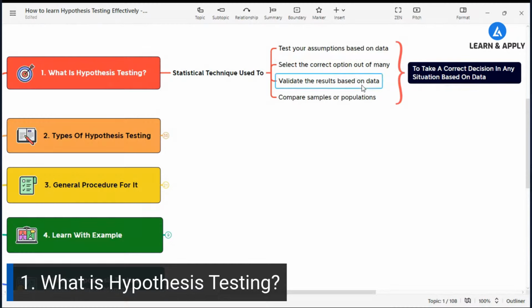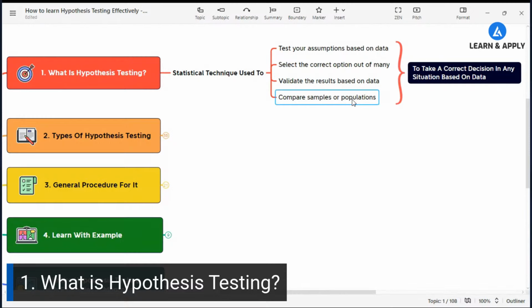Validate the results based on data. That means, let's say we identify the root cause of a problem, and we want to validate with the help of data whether that root cause is going to kill the occurrence of the problem. Now, how to do that? For that purpose, again, we are going to use hypothesis testing.